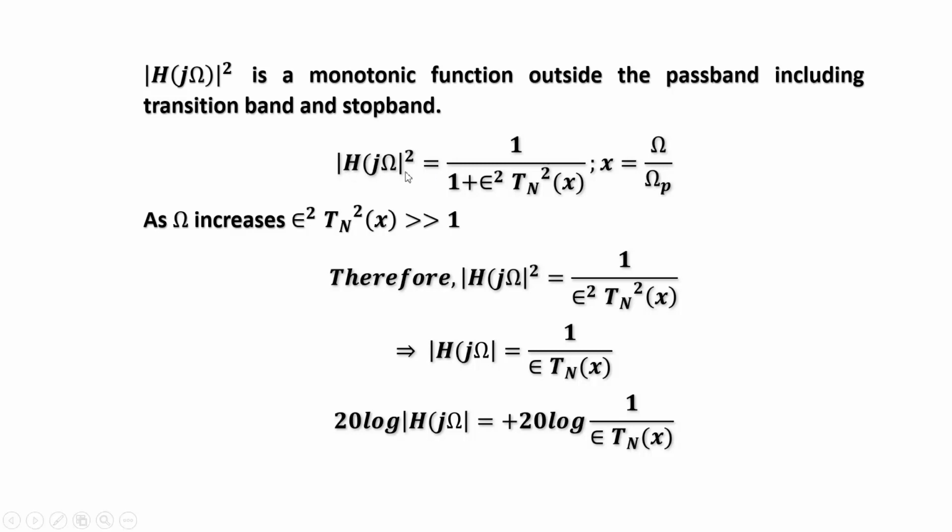Now we also know this expression: |H(j omega)| square is equal to 1 over 1 plus epsilon square Tn square x, where x is omega by omega p. I have already discussed this normalization of the analog frequency. We can make one approximation, because as omega increases to larger values, epsilon square Tn square x will be very large compared to 1. So we can approximate it to 1 over epsilon square Tn square x. Taking the square root, mod of H(j omega) will be equal to 1 over epsilon Tn x.